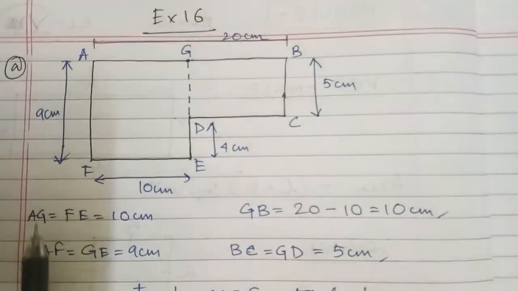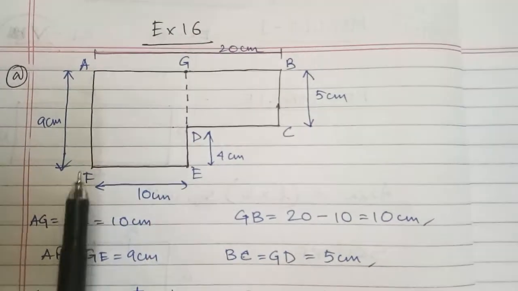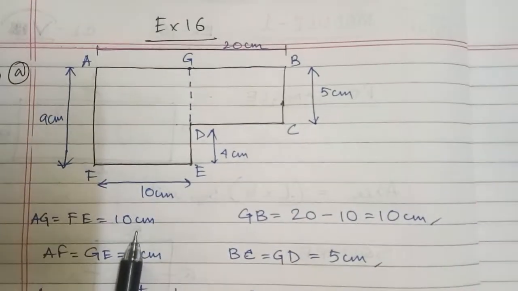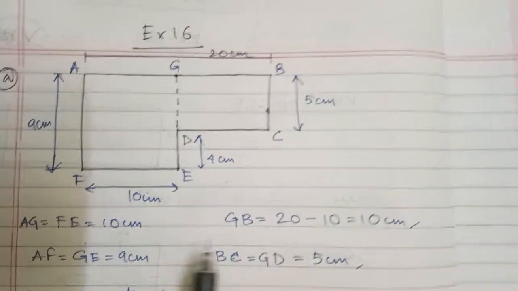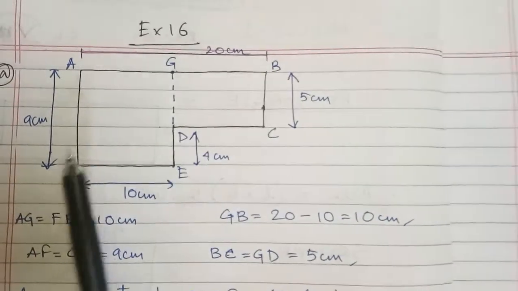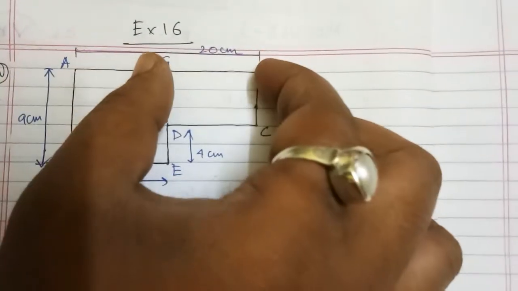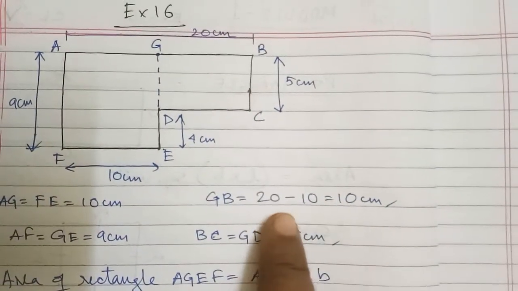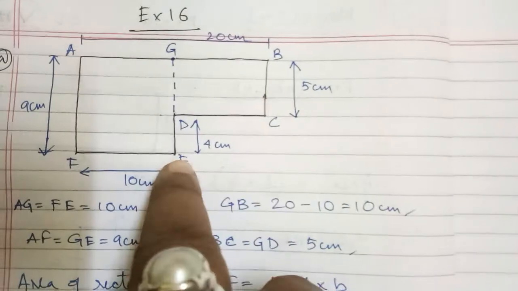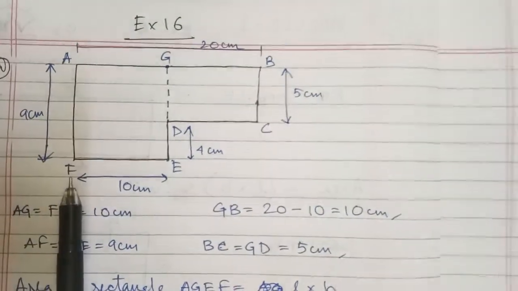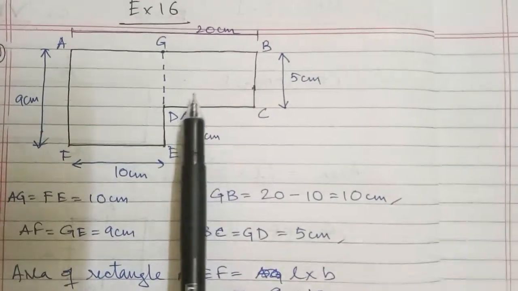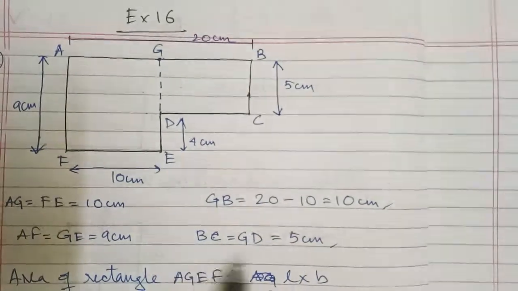Now see, AG equals FE, I've written. Why? Because FE is 10, so AG will also be 10. Next, GB. You have to find GB. If this is total 20 and this is 10, then what is the remaining? 10 only. 20 minus 10, that is 10 centimeter. Now AF and GE will be the same value. AF is 9, so GE will also be 9 centimeter. Next, BC is given 5, and GD will also be 5.